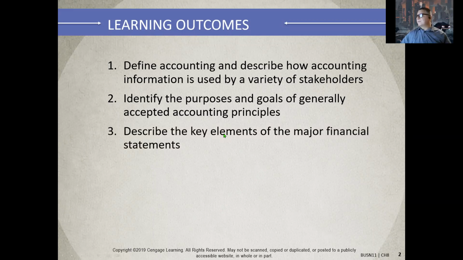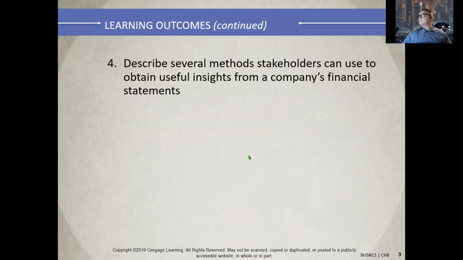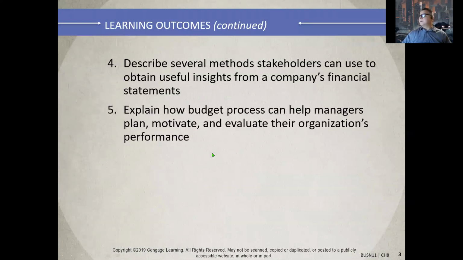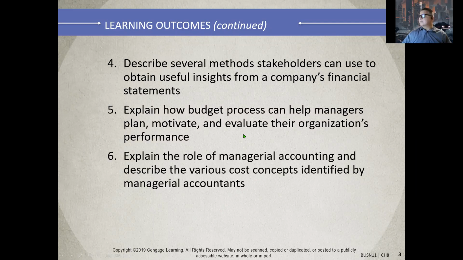Describe the key elements of the major financial statements, which will be your income statement, your balance sheet, and your cash flows. Those are the 3 main ones that you can use to get a good picture of the financial health of a company. Describe several methods stakeholders can use to obtain useful insights from a company's financial statements. Explain how the budget process can help managers plan, motivate, and evaluate the organization's performance. And explain the role of managerial accounting and describe the various cost concepts identified by managerial accountants.